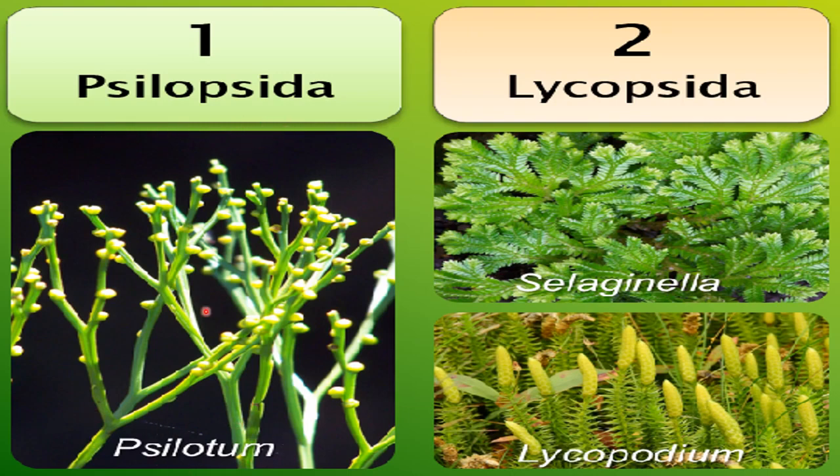Okay, Psilopsida and Psilotum, both are similar, so you can learn it easily. Then Lycopsida is the next class, and examples of the pteridophytes under the Lycopsida are Selaginella and Lycopodium. So Lycopodium and Lycopsida both are similar, so you can easily learn it. And Selaginella, from the starting of this chapter I am giving you the example of Selaginella, okay, so you can learn it also.